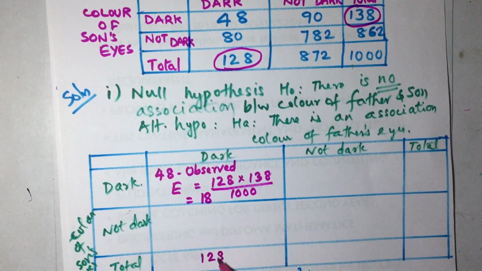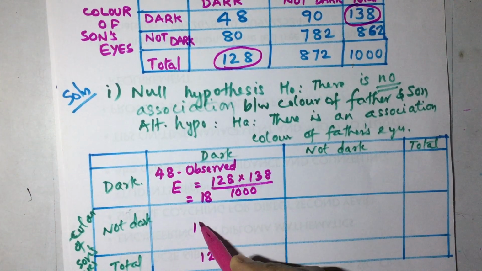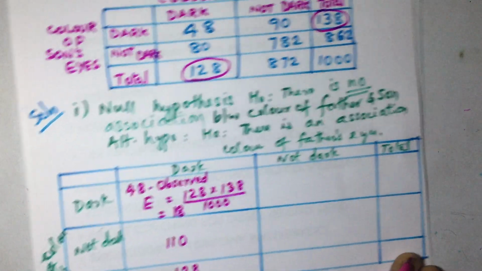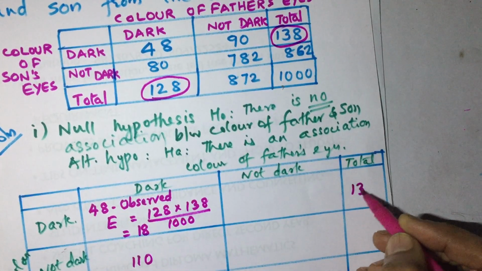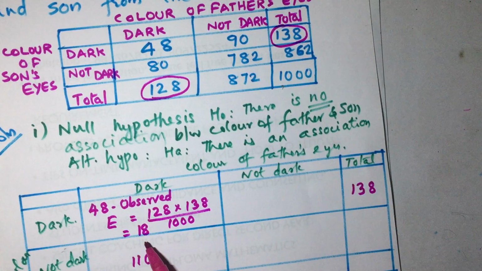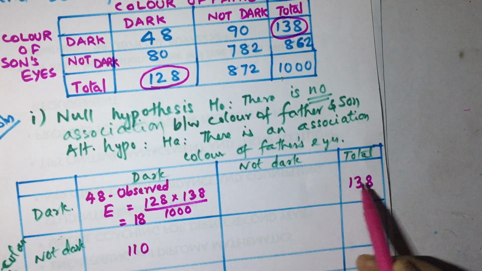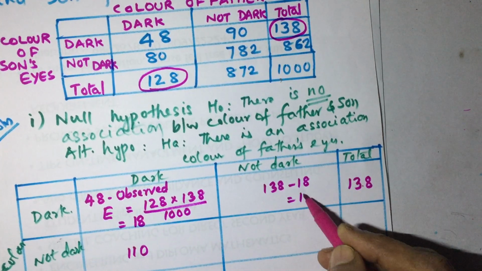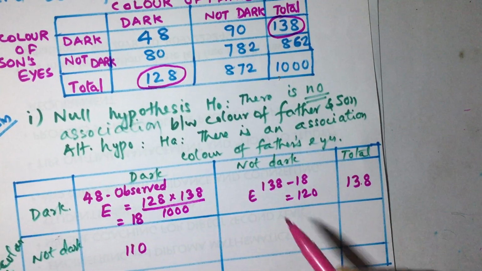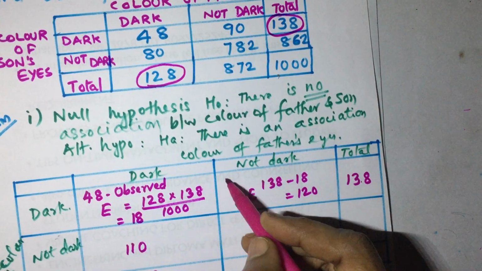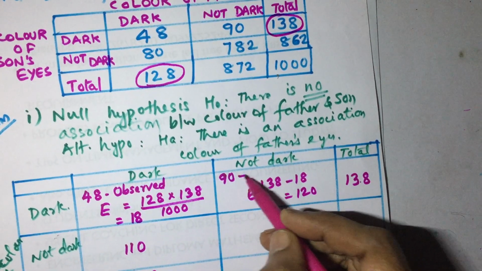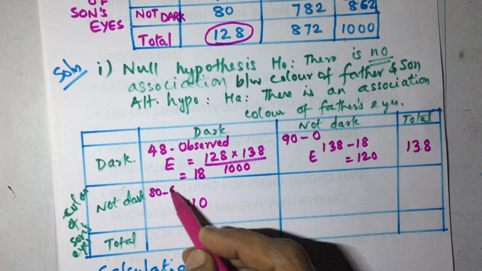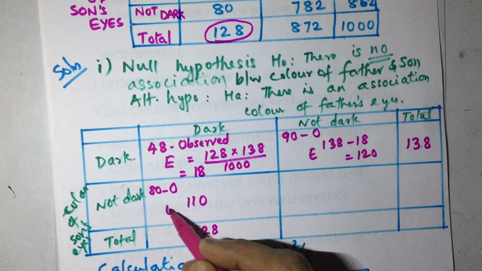Total is 128. So obviously this will be 110 because these together will make 128. Okay, now this is 138 total. Here it is 18. So this will be 138 minus 18, that means 120 is the expected frequency here. So here the observed frequency is 90 and expected is 120. Here the observed frequency is 80 and this is expected.